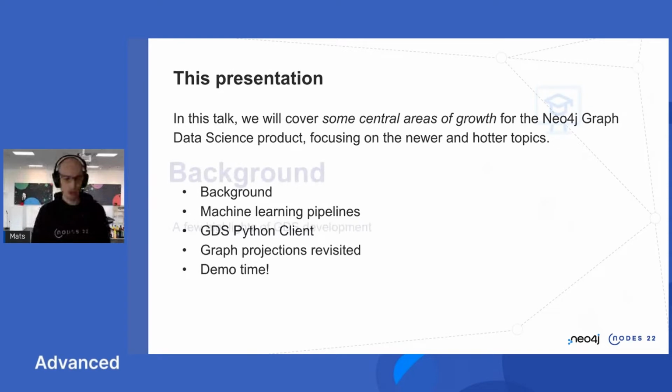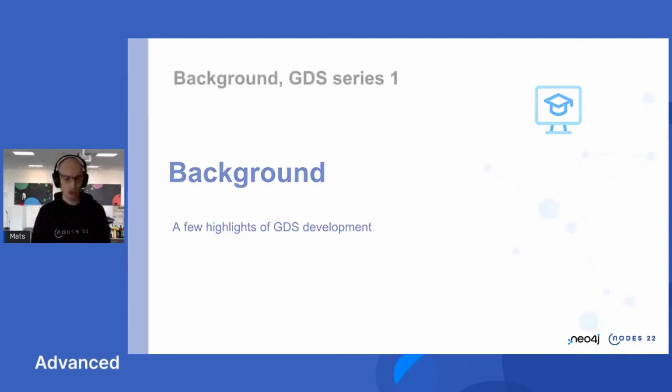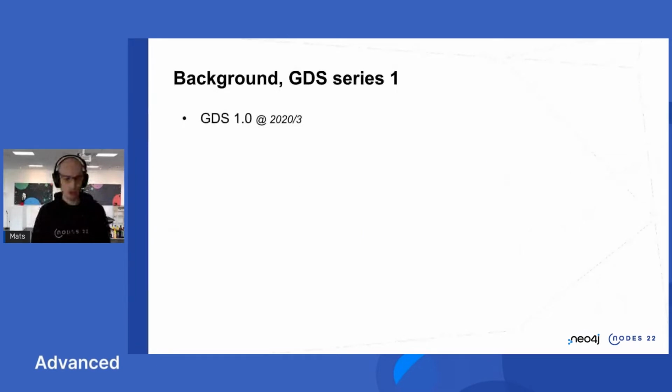So let's get into it. The background, a few highlights of GDS development. Well, it starts off with Series 1. 1.0 of GDS was launched in March of 2020, and it featured a graph catalog. This is still a core central concept. In the graph catalog, we have graphs projected from the database, the Neo4j database, using native projections or Cypher projections. And I won't go into the details of these. They have been with us ever since.